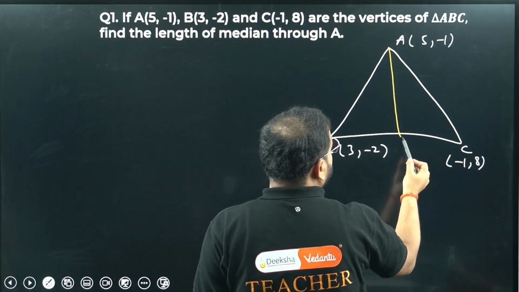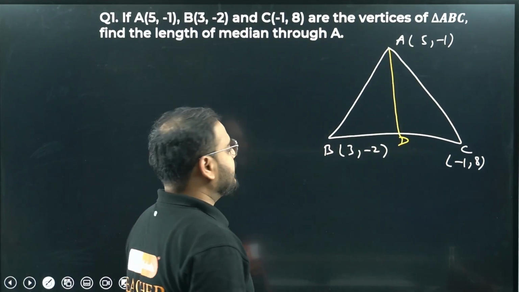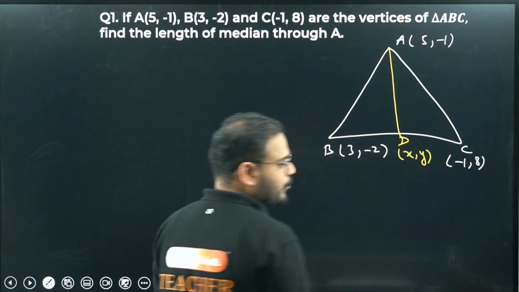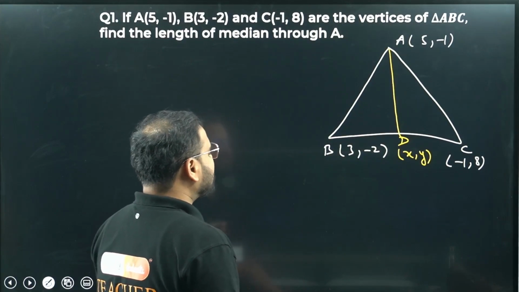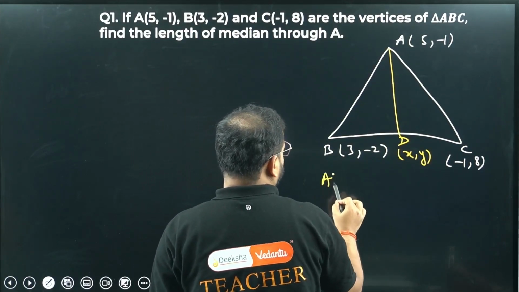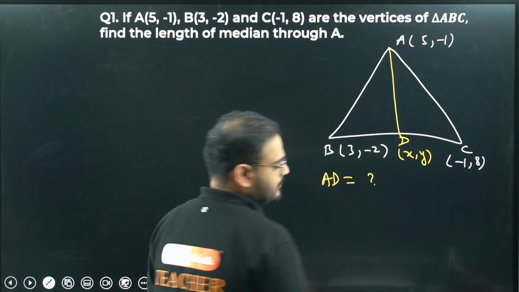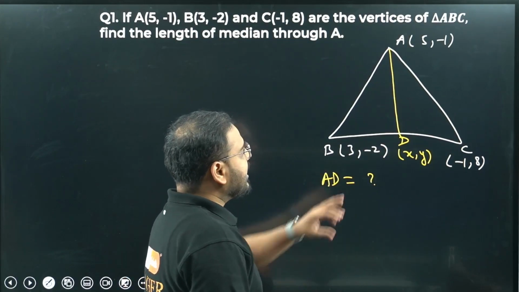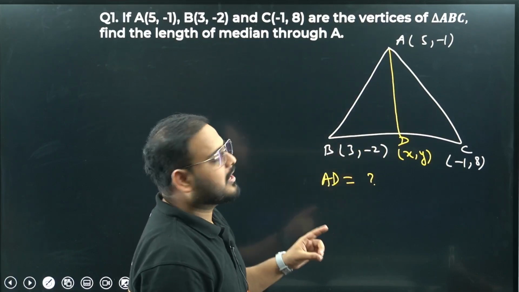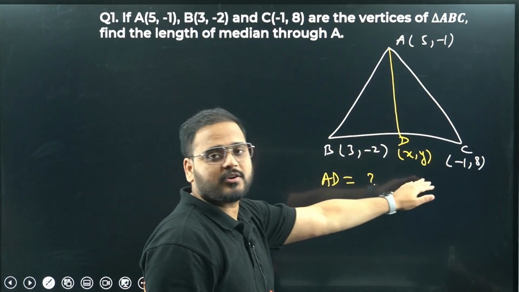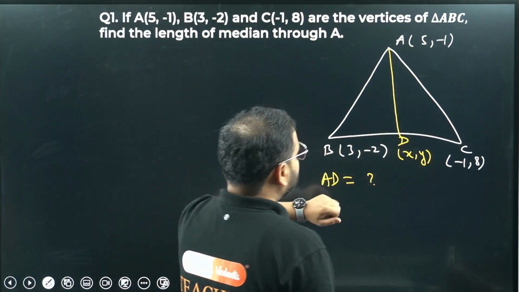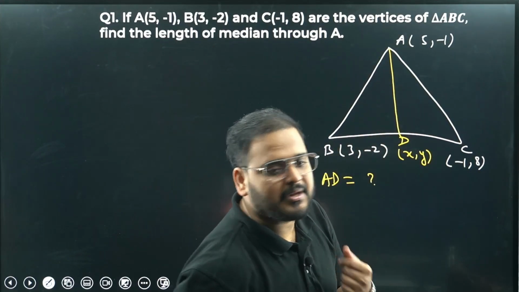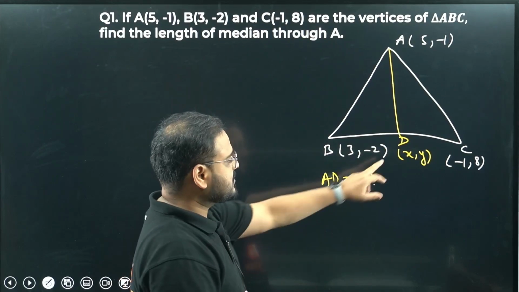So let's call this point D. The coordinate of point D, let's say x, y, is unknown. What is the end goal? The end goal is to find the length AD. A's coordinate I know, but to find the length of AD I must know the coordinate of point D, x, y. If I know that, I can use the distance formula to find the length. You all agree with me? Excellent.